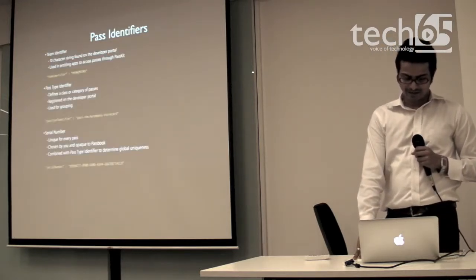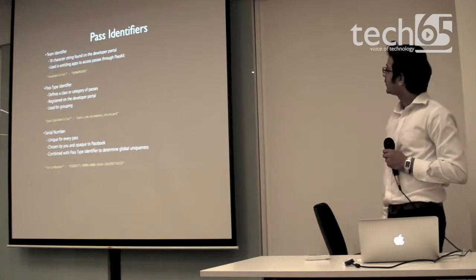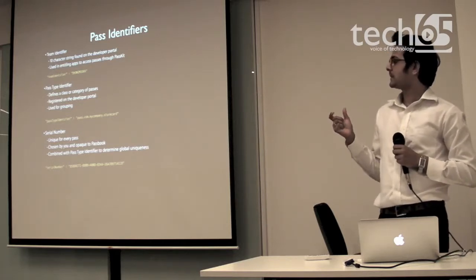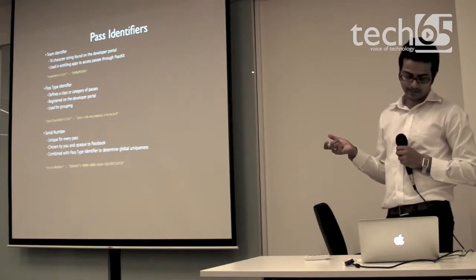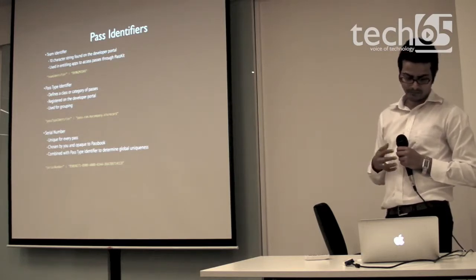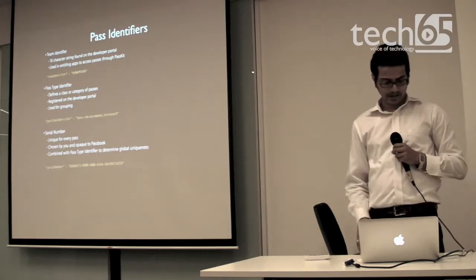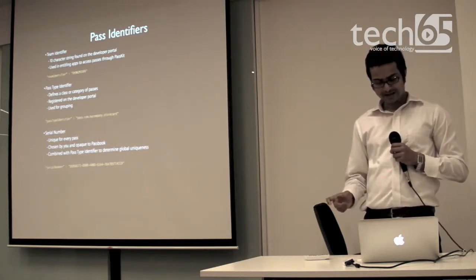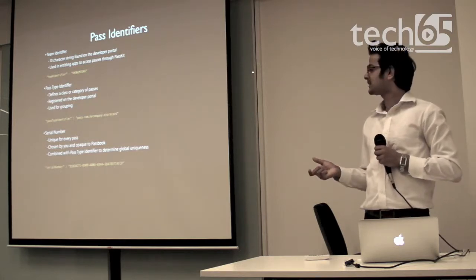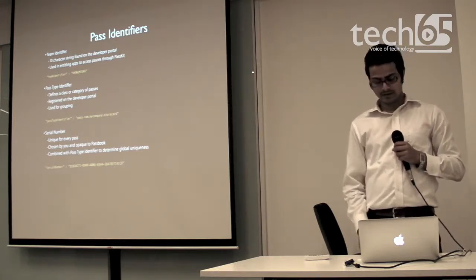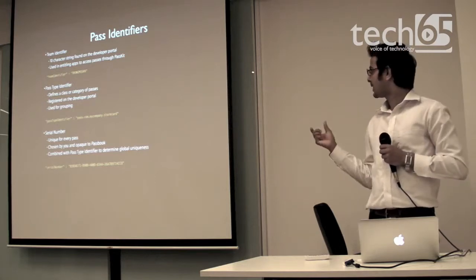There are 3 different types of identifiers. One is the team identifier. If you are building an iPhone application, you already know that there is a team identifier for every team on the iOS developer portal. And the pass type identifier is basically the key. It tells the application whatever pass it is, for example, in this case, it's a store card.